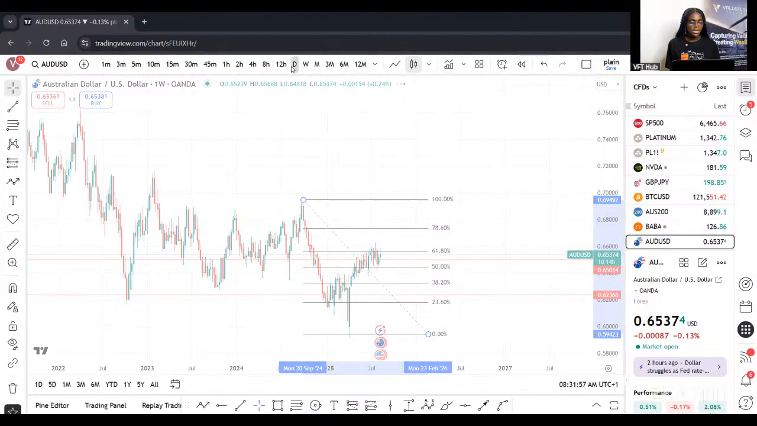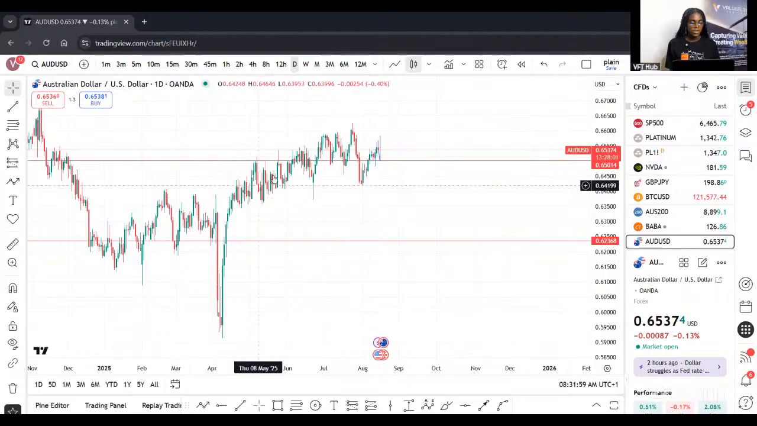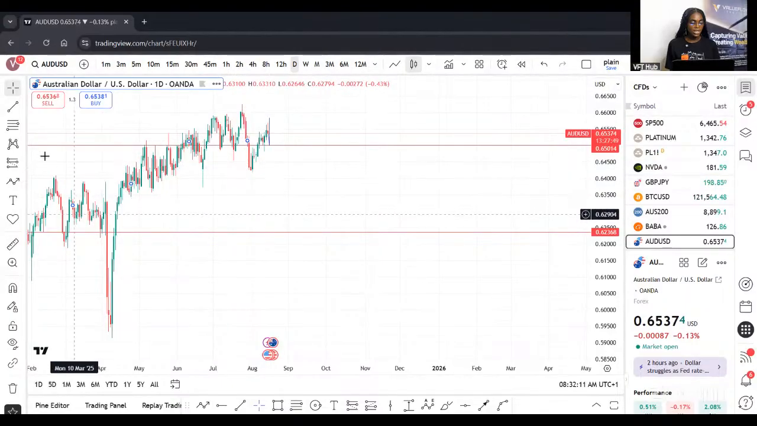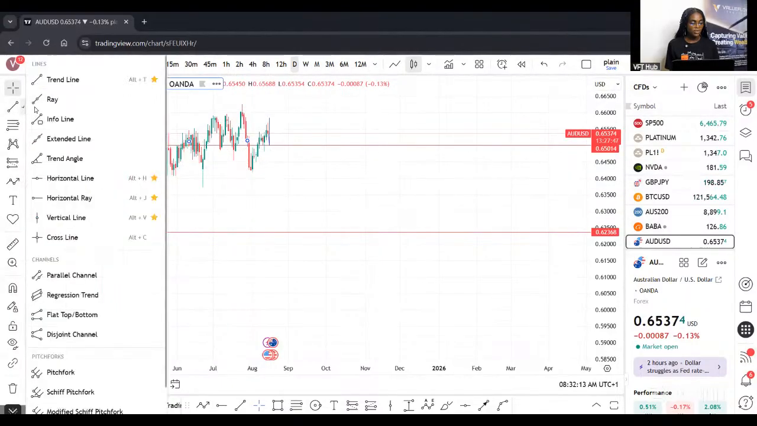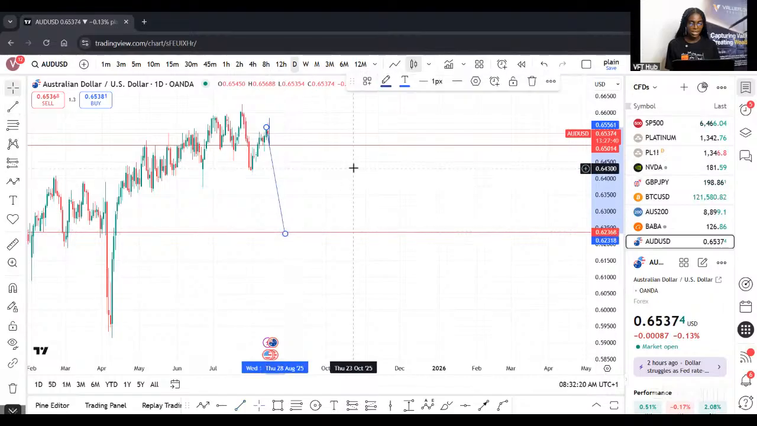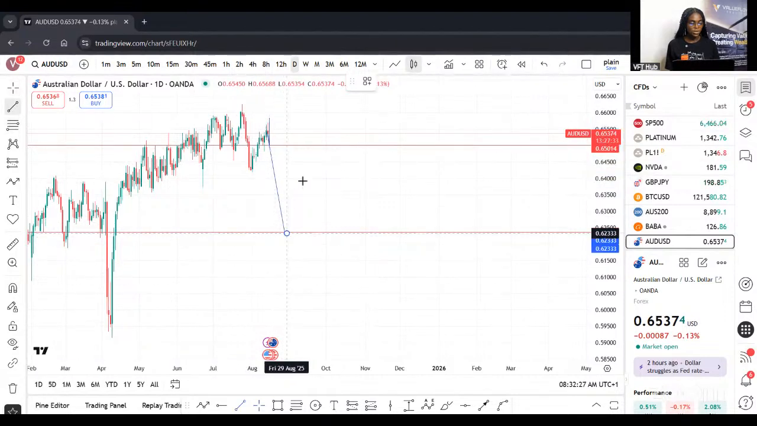Coming down to the daily time frame, we are seeing structure to the upside, so we are quite bullish on the daily time frame. What will I be looking out for today, being the 14th of August? I'd like to see price retrace into this daily left shoulder, residing at 0.62368. Once I see retracement into this left shoulder, I am more than willing to buy AUD USD long term.